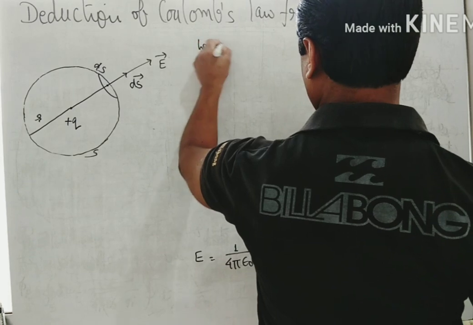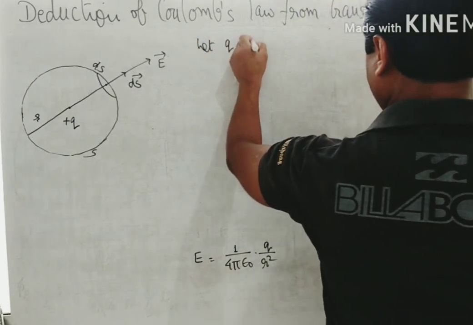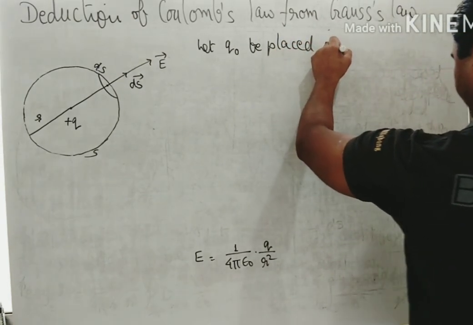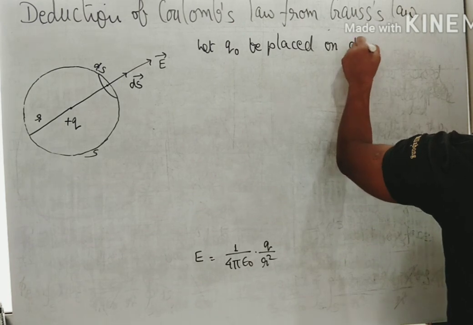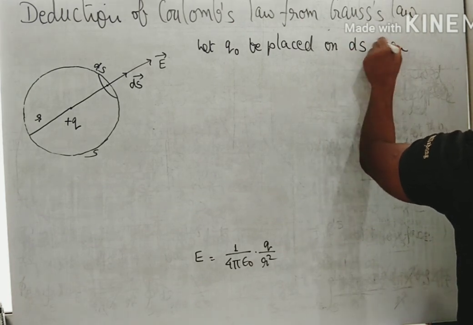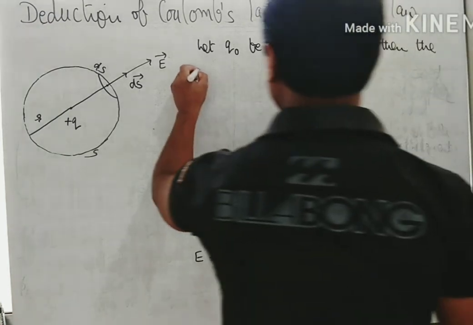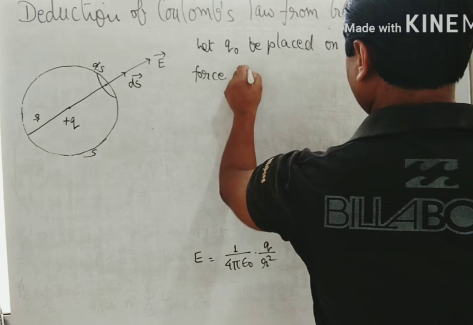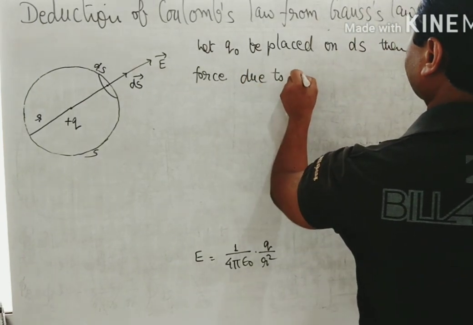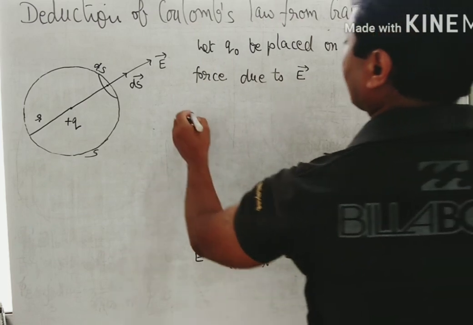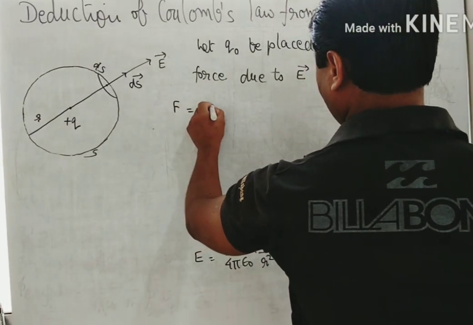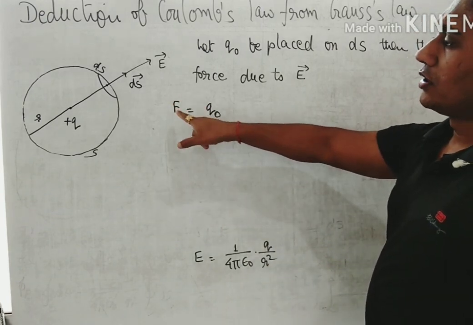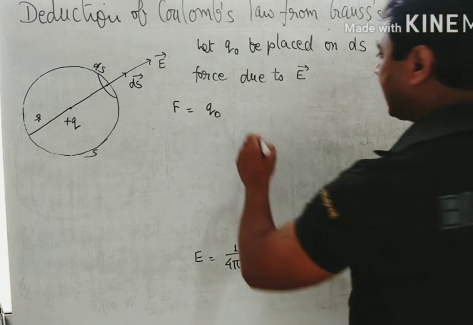Let Q naught be placed on dS, then the force due to electric field intensity E is F equal to what? Coulomb's force due to the electric field, F equal to Q naught into E.